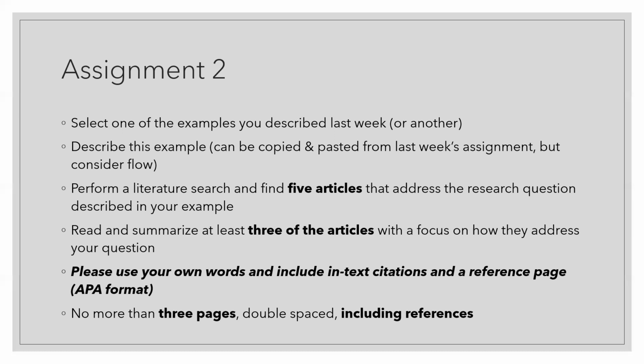Next, you should perform a literature search and find 5 articles that address the research question that you've described. You'll want to read and summarize at least 3 of the 5 with a focus on how they address your research question, and that's very key. So don't just find 5 or 3 to 5 random studies that only tangentially are associated with your research question, because I will see that, and that could potentially make you lose marks.